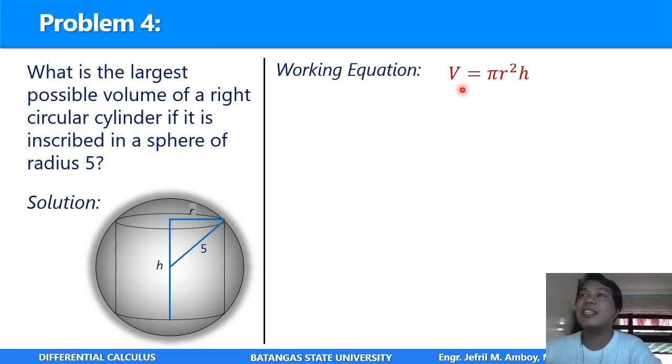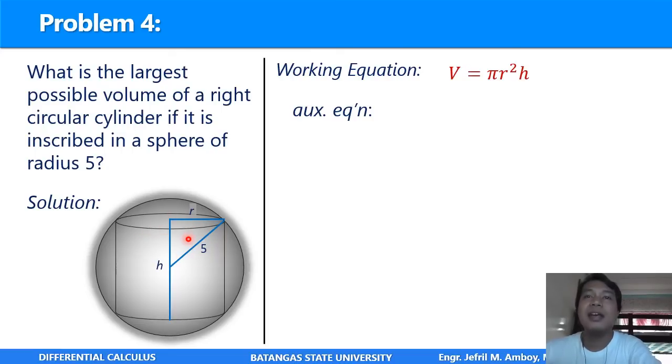As we can see, the volume contains two variables, r and h. And, as a rule, sa ating pagsosolve, we need to express v in terms of only r or h. At dahil dyan, kailangan natin ng auxiliary equation. So, saan manggagaling yung auxiliary equation natin? Of course, sa drawing din. Now, bukod sa volume, ano pang nakikita mo dito sa drawing na pwede nating pagkunan ng equation? Yes, that's correct. Ayun, right triangle, 'di ba? Kagaya nung example natin kanina.